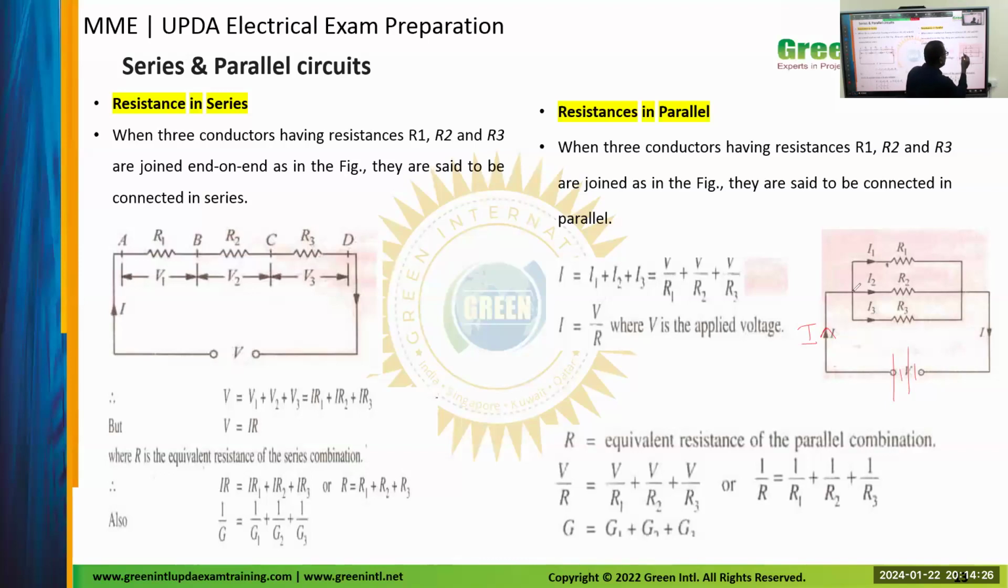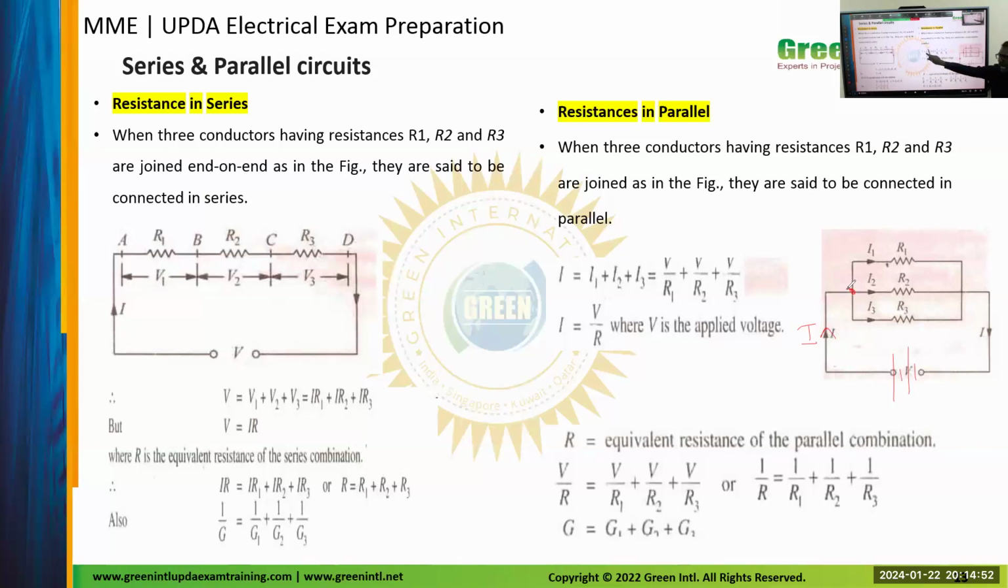And the current is flowing here, and at this point, it's a node point. That's why the current is divided into I1, I2, I3. It is divided this way because it's a node point. So here the current is divided. That's why we say it is a parallel circuit. So we say I is equal to I1 plus I2 plus I3.